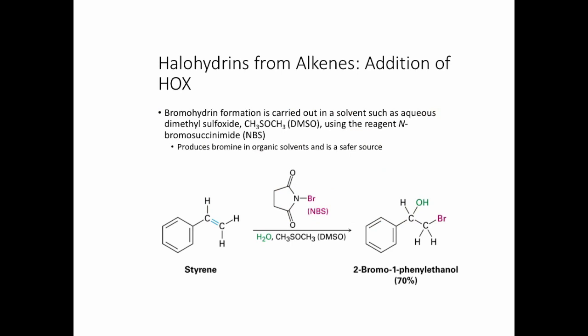You can also use a reagent called NBS, which is shown here, in the presence of water and dimethyl sulfoxide, which is a solvent, to transform an alkene into a halohydrin. You would use this sometimes because it generates bromine in the flask, rather than having to use bromine as a reagent that you would get off the shelf, which is quite toxic. So this is a safer source of generating bromine in the reaction.